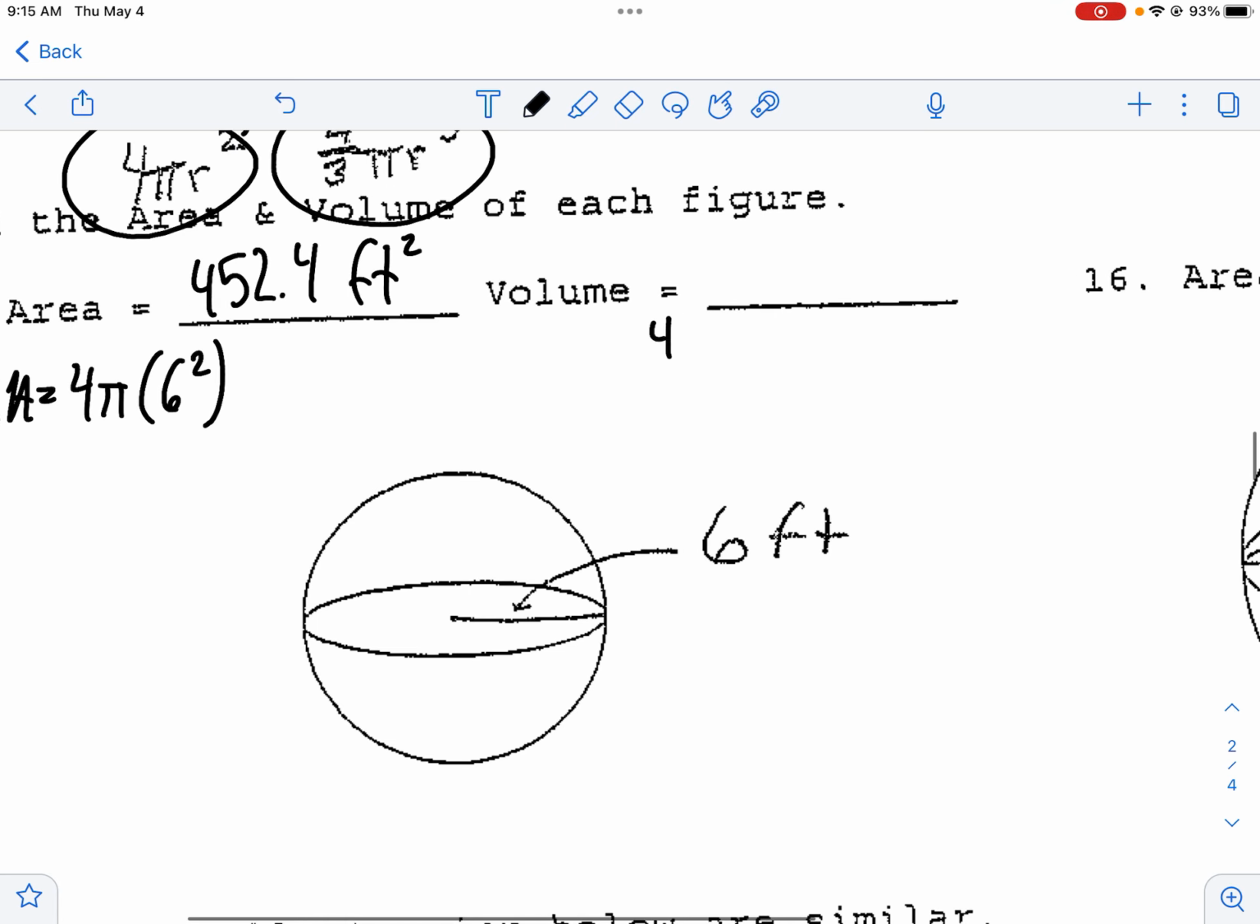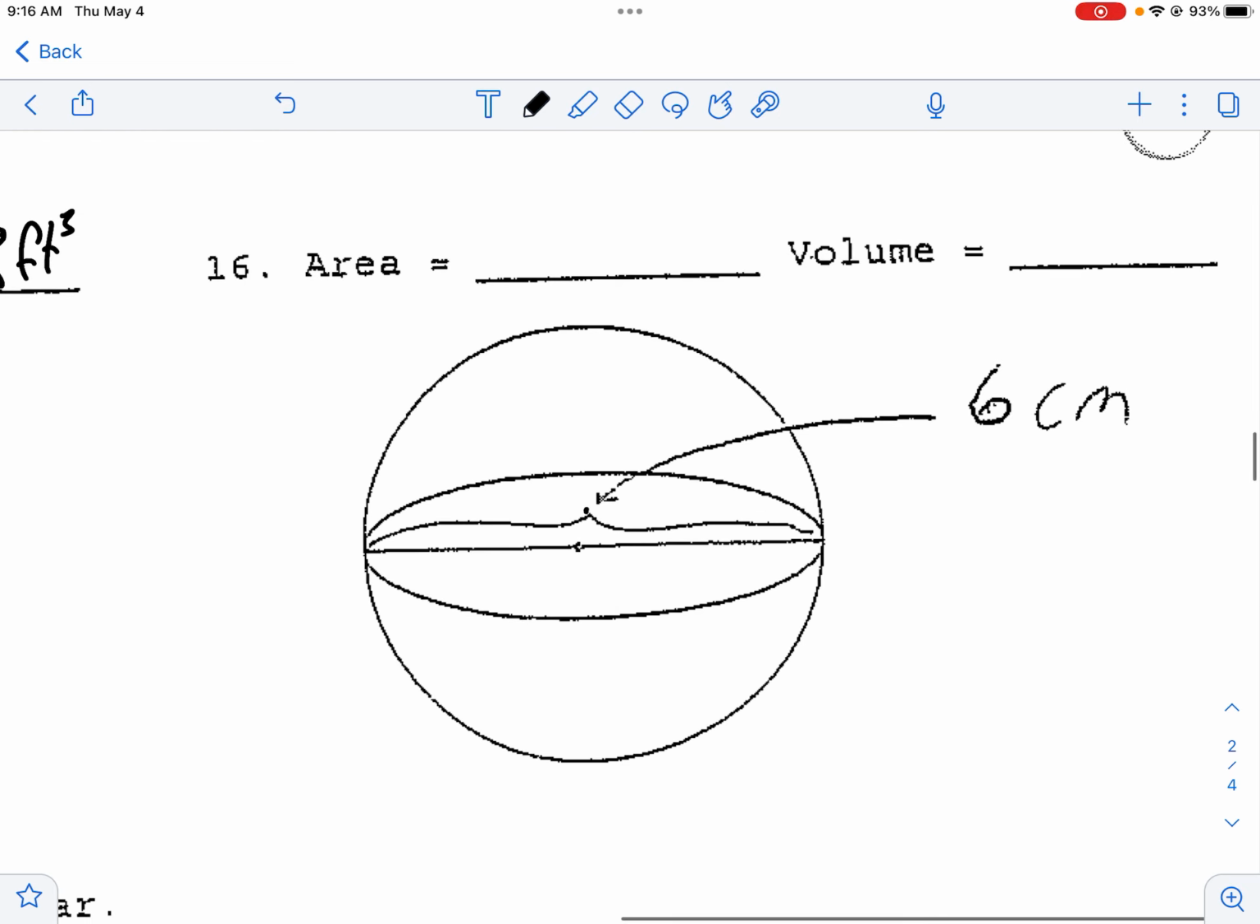Volume is 4 pi r cubed over 3, or 4/3 pi r cubed. So do 4 times pi times my radius, which is 6, to the power 3. Divide that number by 3 and you get 904.8 feet cubed.